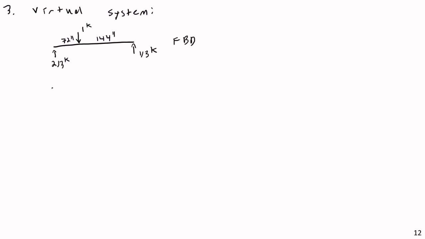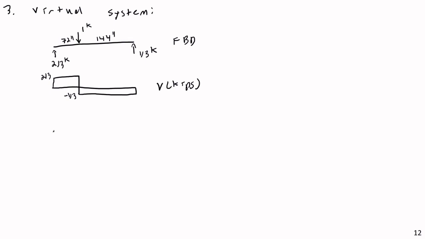And then we have a shear V in kips. We'll initially jump up to 2/3. We'll remain constant over to the 1, where we'll drop down to negative 1/3. And we'll remain constant over to the end, where we'll jump up again.